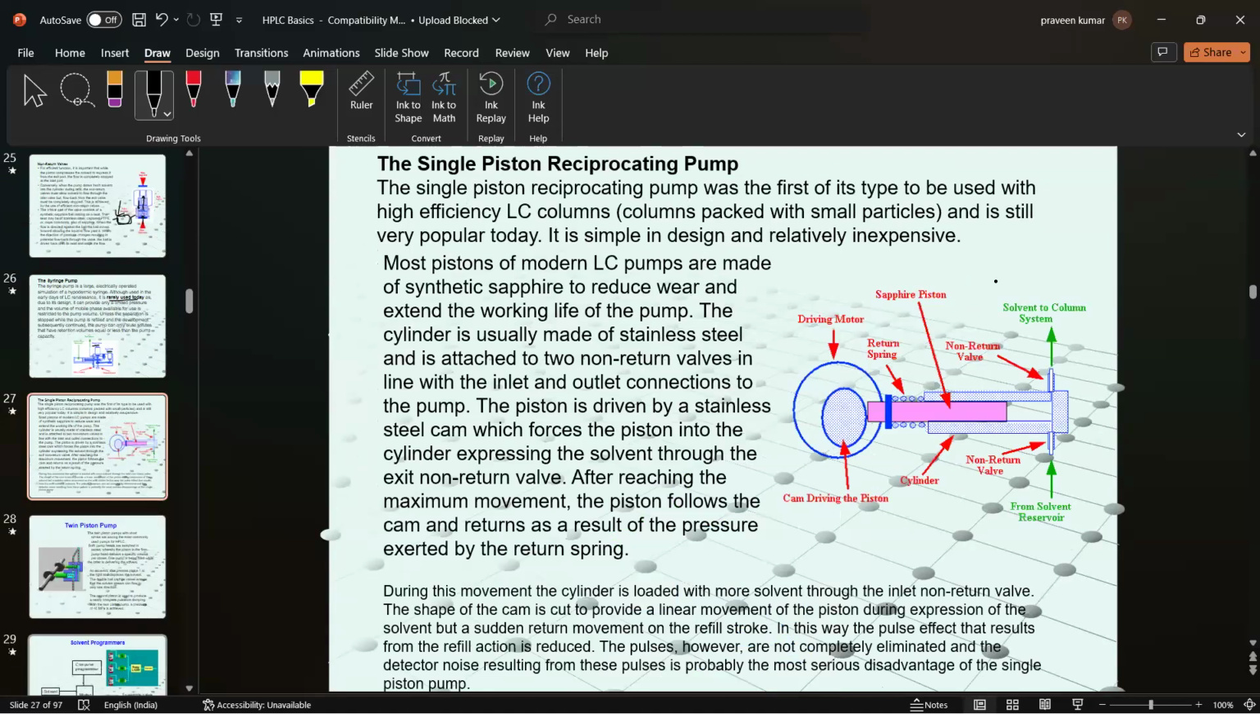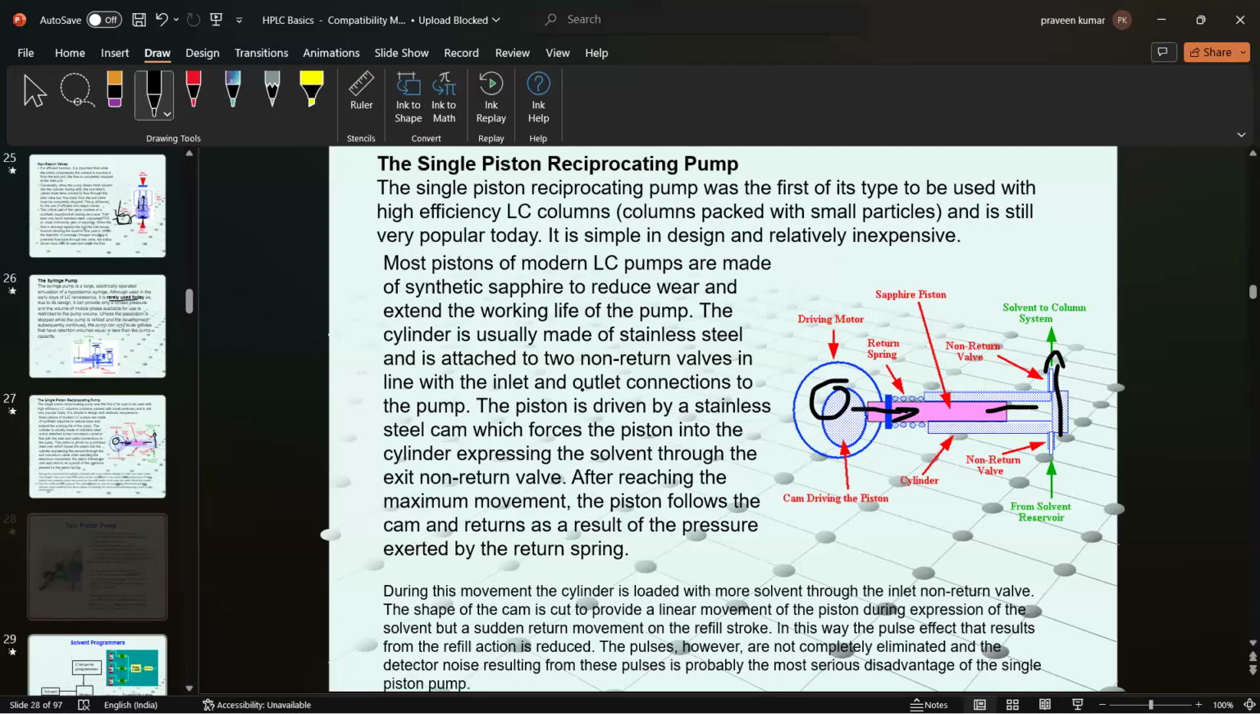So which is nothing but the reciprocating pump. Basically, it consists of a motor. This motor rotates, which pushes the piston. Due to the pushing of this piston, the mobile phase moves from the solvent reservoir to the column. So basically, this rotates, and due to the rotation of this, it occurs.